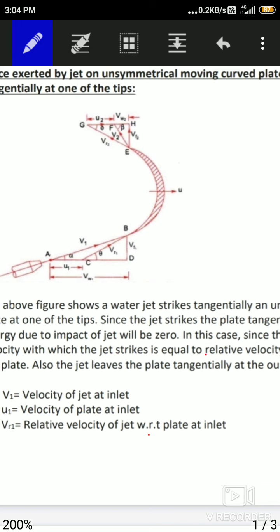What are those velocity vectors? How many velocities are here? Here one velocity is the velocity of chord plate. Another is the velocity of jet of water. So these different velocity vectors are represented in velocity triangles. This velocity triangle is called velocity triangle at inlet and this is at outlet. So let's first understand how this velocity triangle is drawn.